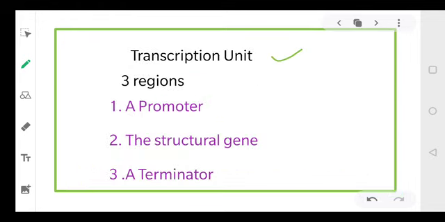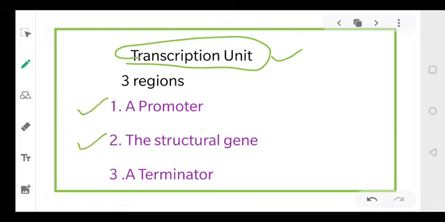Now, these are the basics that I am talking about. Only then can we talk about the transcription process. Your transcription unit contains three regions: one is a promoter region, another is a structural gene, and third is a terminator region. Promoter means from where the process will start. Terminator means where this process will be stopped or finished. The structural gene is the process going on in the meantime.